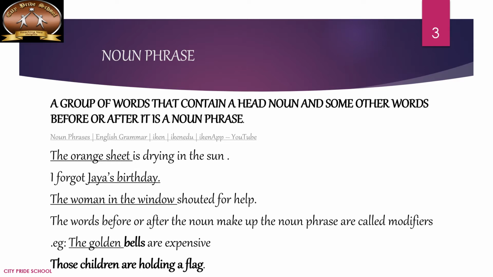The words before or after the noun that make up the noun phrase are called modifiers. Like, the golden bells are expensive. Here the golden becomes the modifier. Those children are holding a flag. Children is a noun and those becomes the modifier. A noun phrase, as you have studied in chapter 1, can be replaced with a pronoun. It can appear at the beginning, middle, or at the end of the sentence.